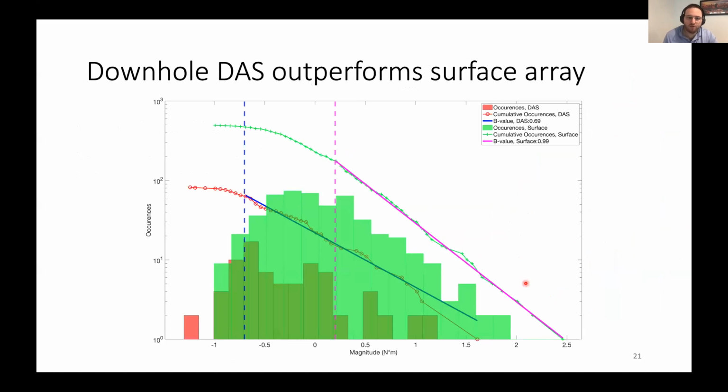Yeah, I tried to do some magnitude completeness analysis. It's a little bit hard because we don't have the magnitude for the DAS event, so we have to rely on our own DAS magnitude estimation, and there are not a lot of events, so I don't want to overinterpret this, but we are probably better by about an order of magnitude in DAS compared to a surface array. Maybe it's half an order, but we're still doing much better than a surface array.